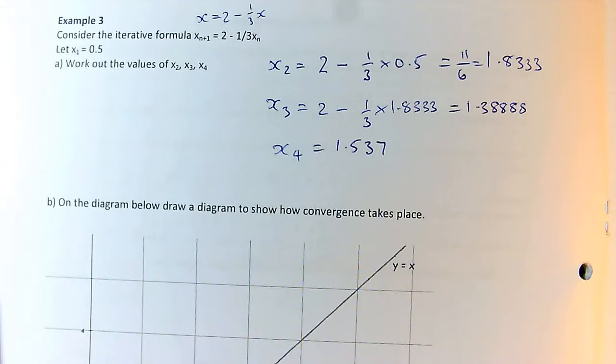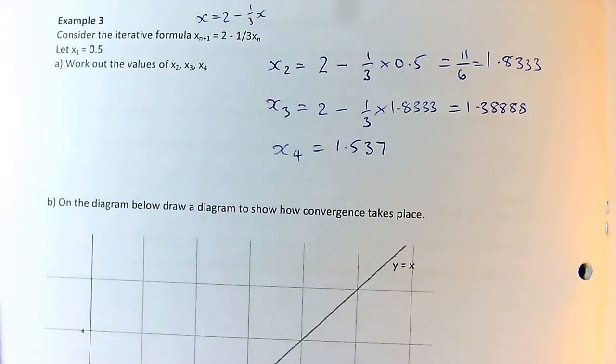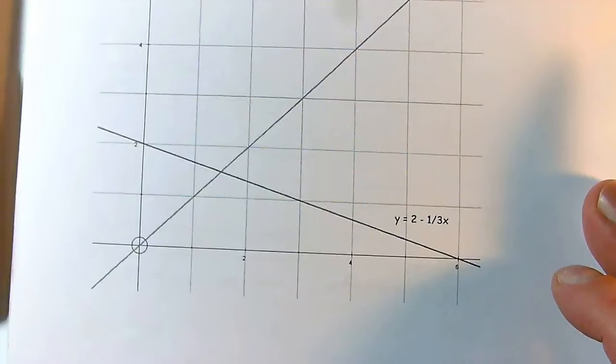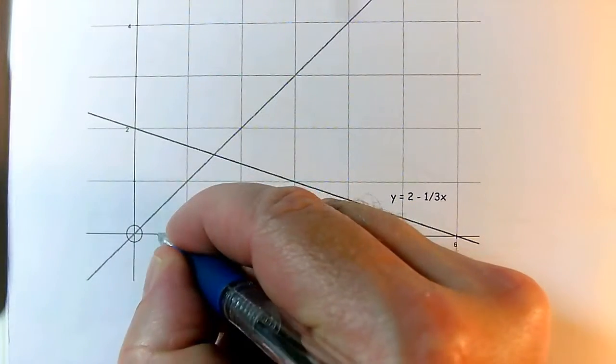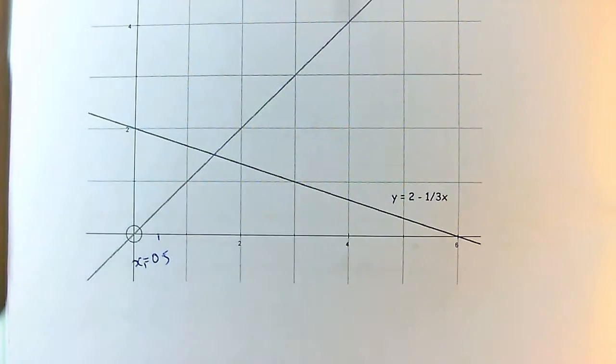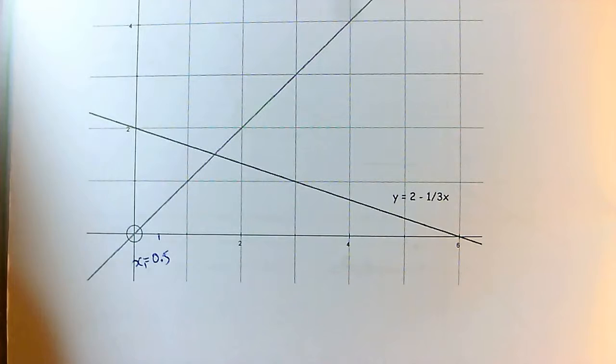And of course, therefore, on the graph, I'm going to have the graph of y equals x. I'm going to have the graph of y equals 2 minus a third x, and those are indeed the graphs that have been set up for me. I've once again had a starting value of 0.5, so that's my x1. More important to label it x1 than to label it 0.5, but if you put 0.5, put the decimal point in.